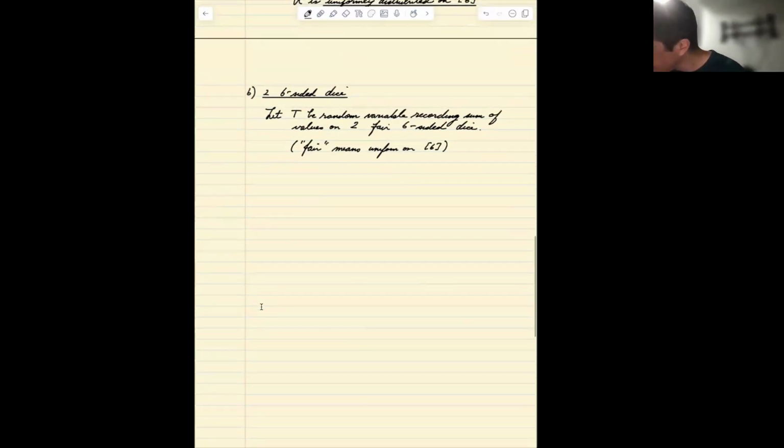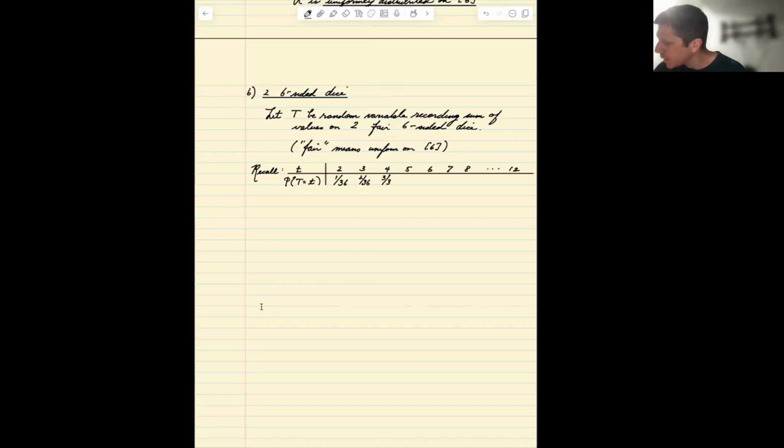And so remember, in our Craps analysis, we calculated that the probability of a 2 is 1/36, 3 is 2/36, 4 is 3/36, 5, and so on, all the way back down to 1/36.